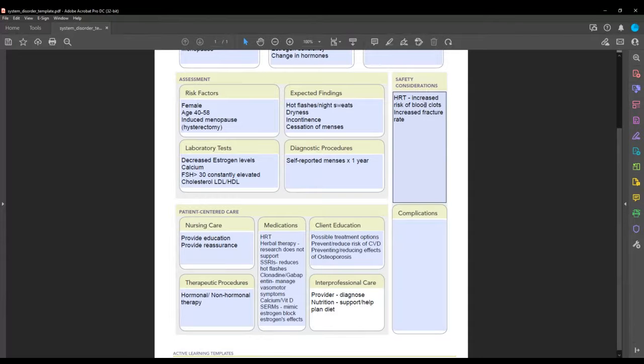Okay. We talk about safety considerations. What about complications?